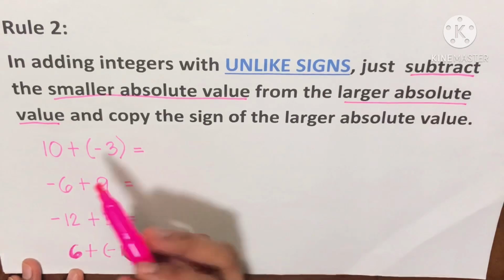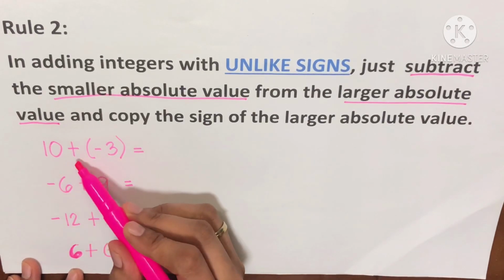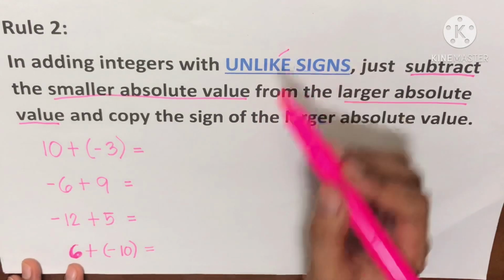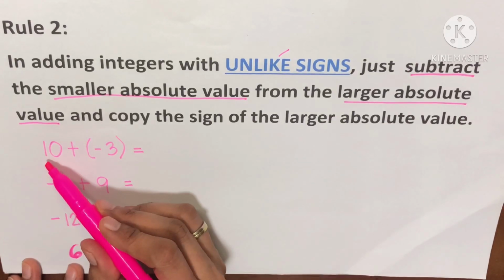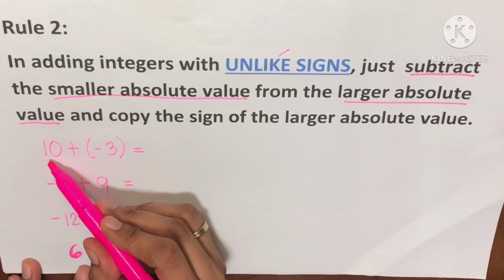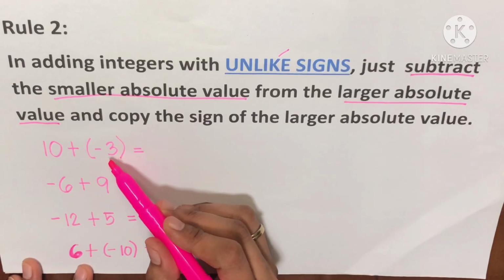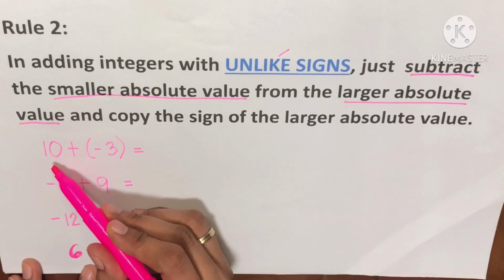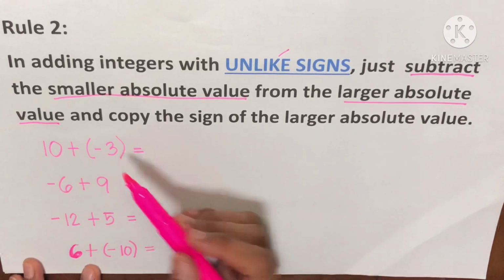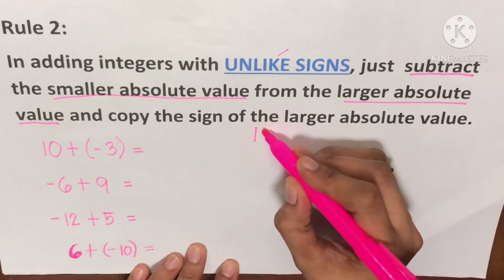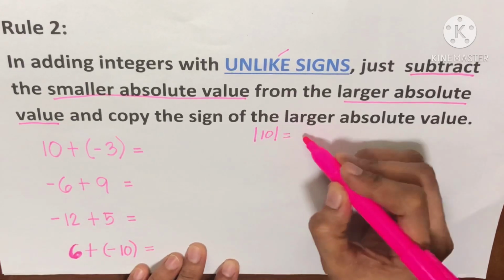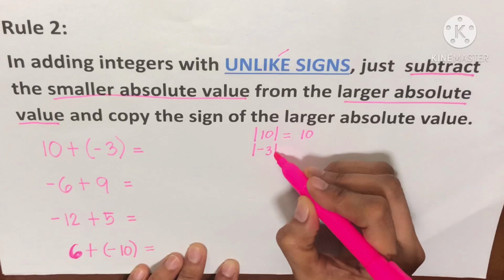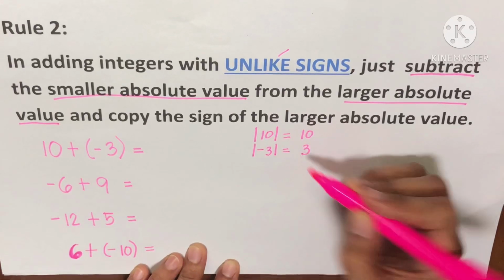So we have here number 1. So 10 plus negative 3. So notice that they have unlike signs. So 10, we have here a positive integer, and we have here 3, it is a negative integer. So first we have to find the absolute value of the two numbers. So we have here the absolute value of 10 is equal to 10, and the absolute value of negative 3 is equal to positive 3.